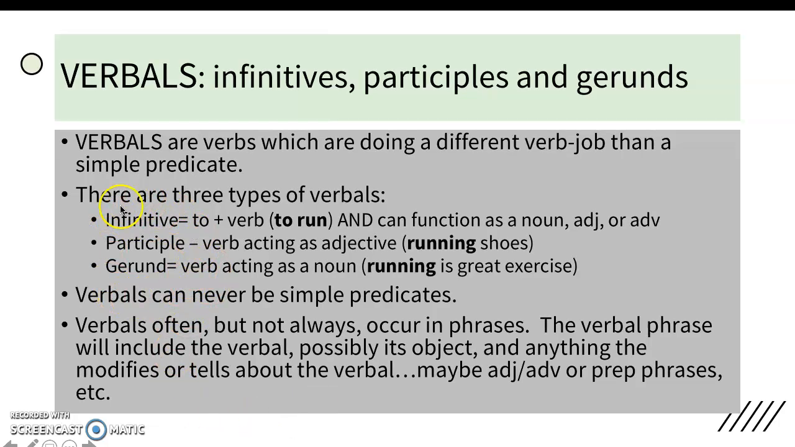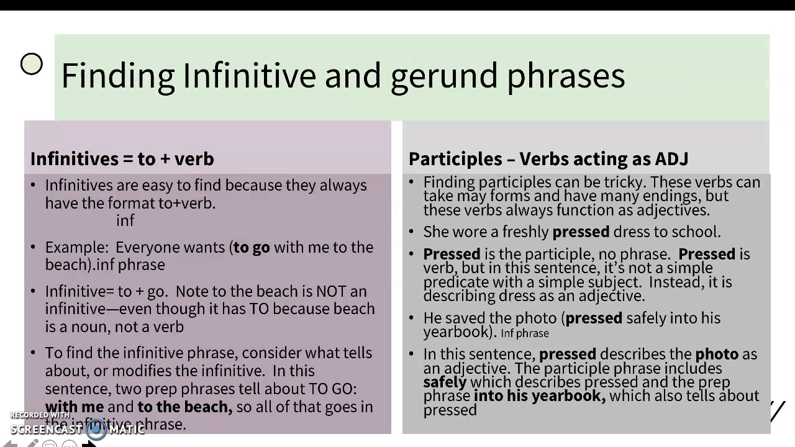So let's go over each of these verbal types separately. We'll start with the infinitive, okay? Infinitives are always to plus a verb. That makes them super easy to find because it'll look like this: to go. Now, it's different than a prepositional phrase that begins with to, because a prepositional phrase that begins with to will be followed by a noun as its object, not a verb. Okay? And infinitives are always right next to each other: to go, to believe, to work, that kind of thing.